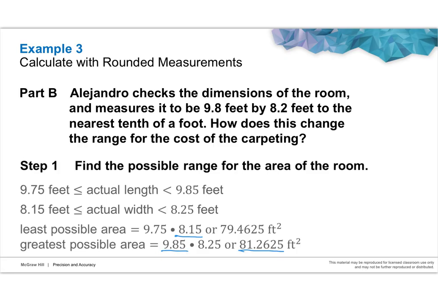where the greatest possible area is going to be multiplying those two upper measures, 9.85, fill that in, times 8.25, and our calculator gives us 81.2625 square feet. Let's see what that does to the cost.